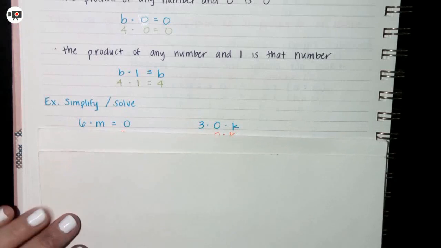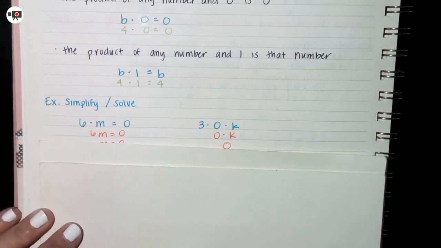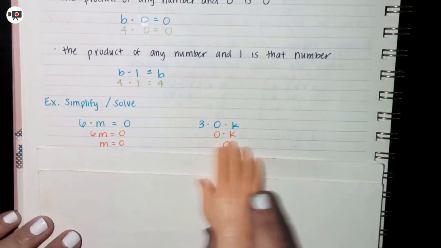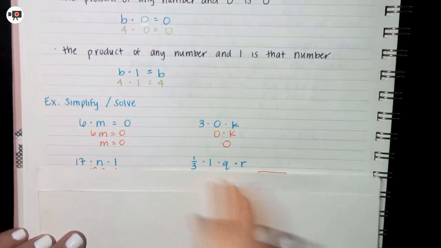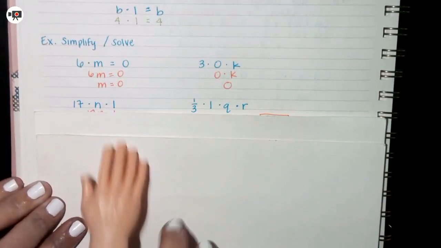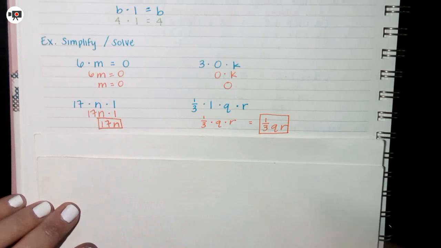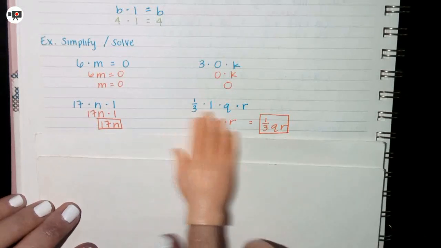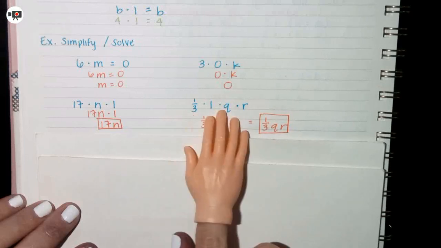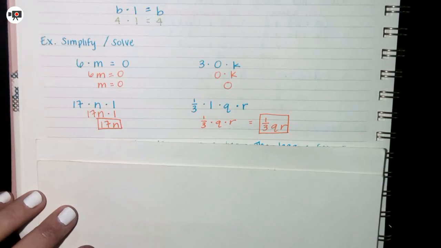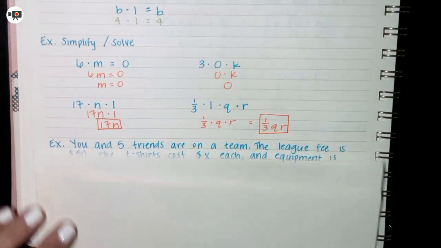So we're going to simplify and solve. 6 times m is 0. 6m equals 0. Something times 0 is 0, so m must be 0. If I have 3 times 0 times k, 3 times 0 is 0, 0 times k is 0. If I have 17 times n times 1, 17 times 1 is 17, 17n times 1 is still 17n. If I have 1/3 times 1 times q times r, 1/3 times 1 is 1/3. And then all of these, I can't combine them anyway, they're different. There's no ones or zeros, we just smush them all together.